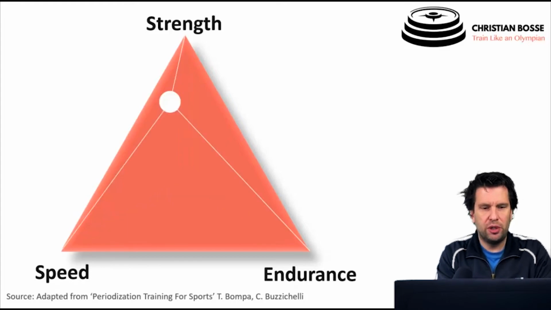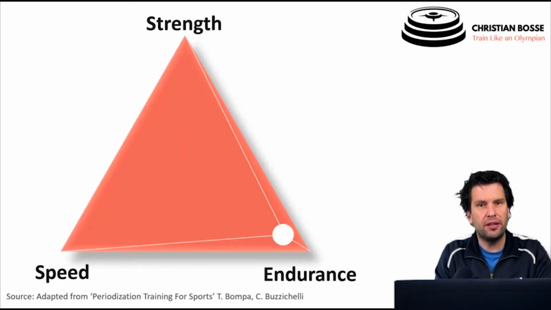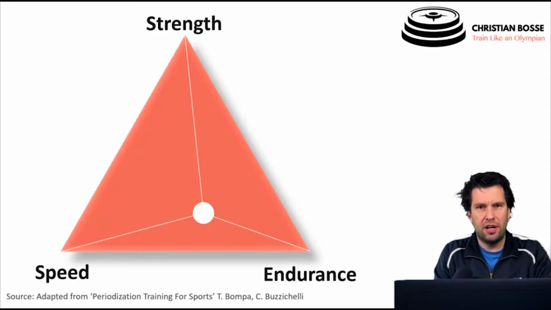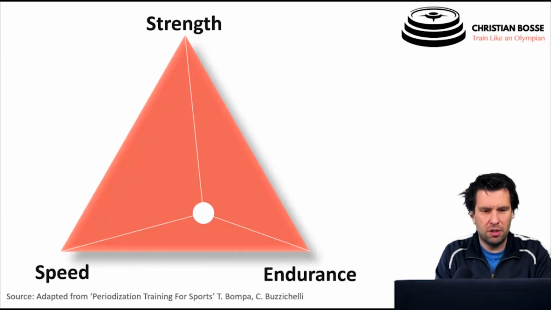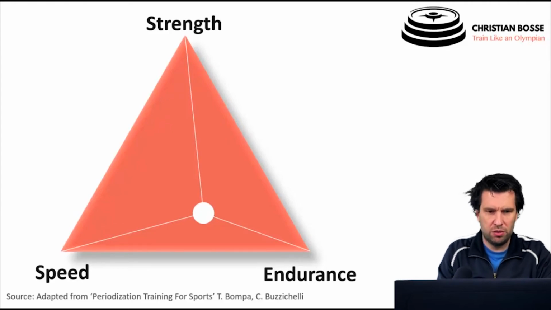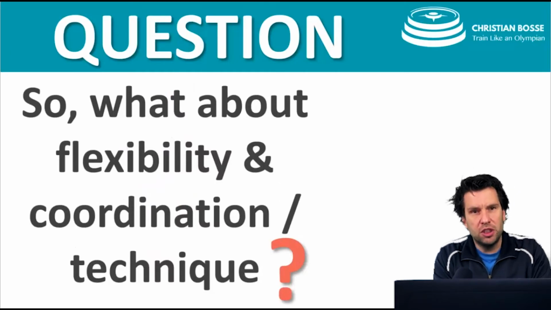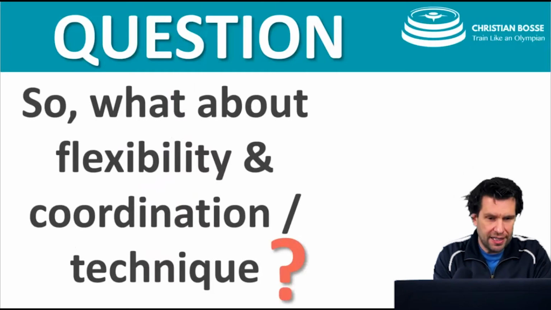onto this chart. So for example, this is something that is dominant in strength, and that is something that is dominant in endurance, dominant in speed, but then we also have some mixed variations. Some speed requirements as well as endurance requirements, not so many strength requirements. So here we have speed requirements, some strength requirements, not so many endurance requirements. So the next question is, what about flexibility and coordination or technique?